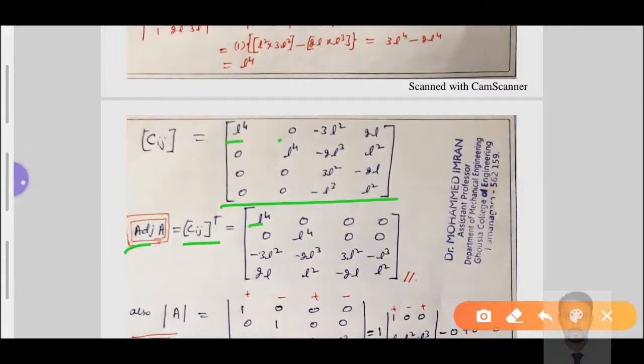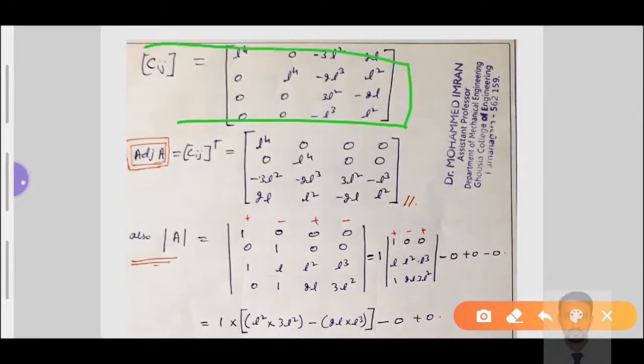Here: L square, 0, minus 3L square, 2L; 0, L power 4, minus 2L cube, L square; 0, 0, 3L square, minus 2L; 0, 0, minus L cube, L square. The transpose of this matrix is equal to the adjoint matrix. Row becomes column, column becomes row. This column becomes row: L power 4, 0, 0, 0. This column becomes row: 0, L power 4, 0, 0, and then this column becomes minus 3L square, minus 2L cube, plus 3L square, minus L cube.